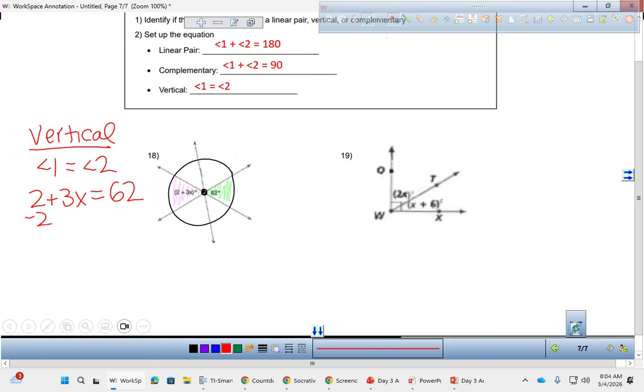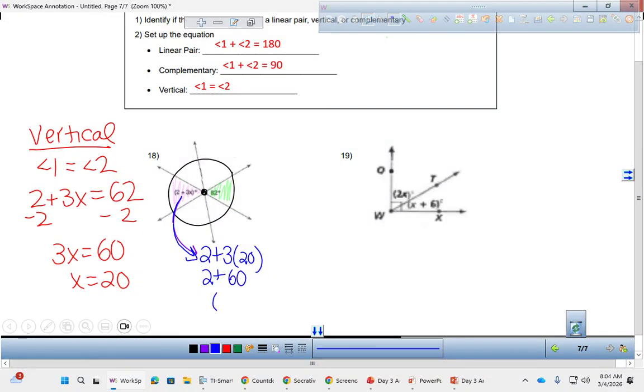So from here, I would divide by 3. X equals 20. So if the problem says solve for x, you would do that. If the problem wants you to find the angle, you actually don't need to do any work at all, right? Because if I know that they're vertical, then I already know what that one is, right? It has to be 62. But we can always check with our math. So 2 plus 60 is going to give me that 62 degree angle.